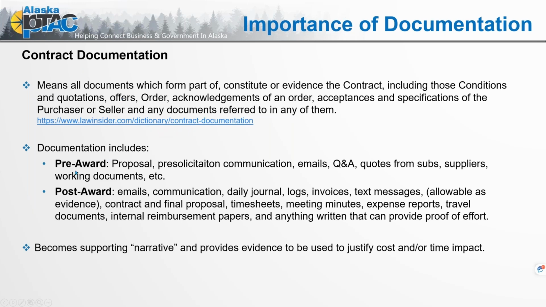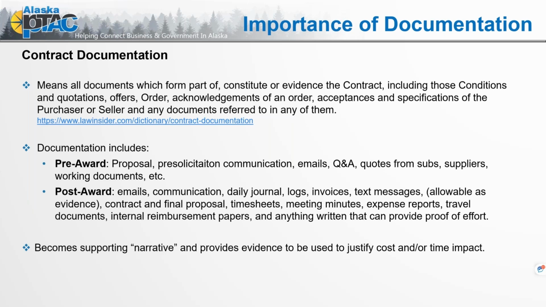Documents include both pre-award and post-award documents. Pre-award is the proposal, your pre-solicitation communication, your emails, questions and answers, quotes from subs and suppliers, working documents, etc. Post-award includes emails, communication, daily journals, logs, invoices, and text messages, and text messages are now allowable as evidence in a legal proceeding. Also the contract and final proposal, timesheets, meeting minutes, expense reports, travel documents, internal reimbursement papers, and anything that can provide proof of effort.